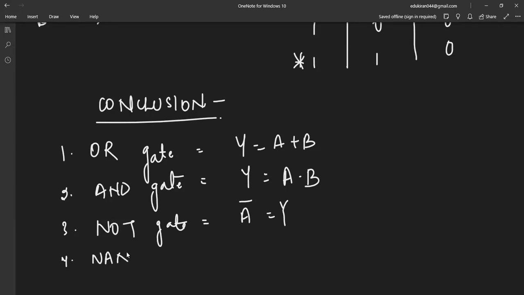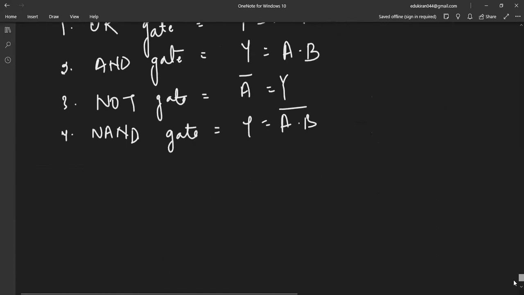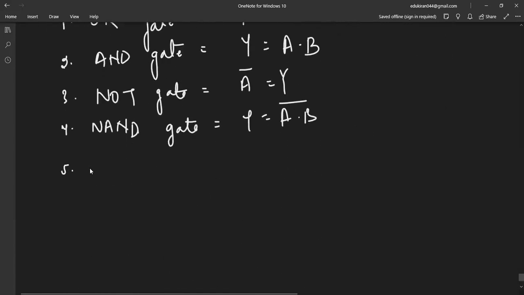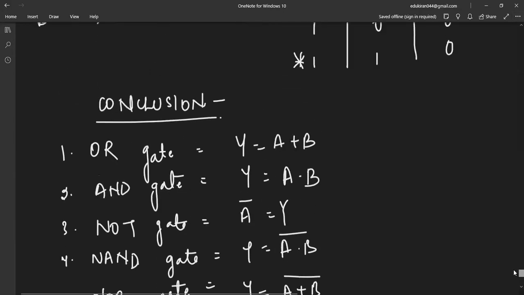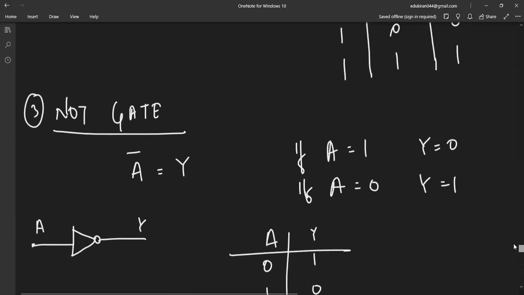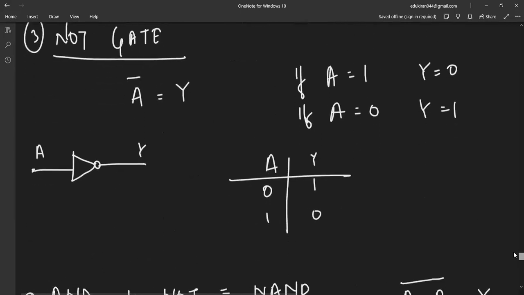Fourth, we have discussed the NAND gate. That is this one. Y is equal to A dot B bar. And lastly, we have the NOR gate, which is Y is equal to A plus B bar. Let's see in questions how we have to write all these uses. Till AND you all have written, write it from NOT.